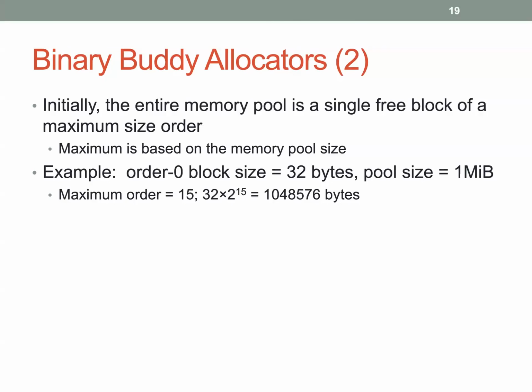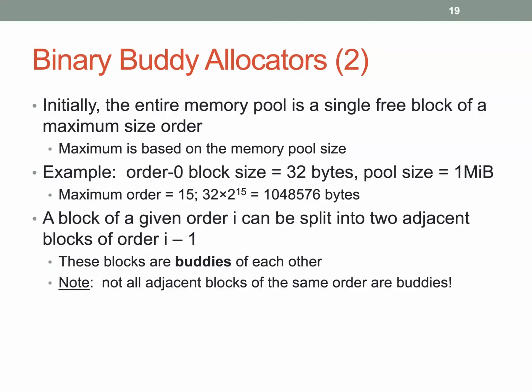So in that case, you would have an array of 16 free lists, 1 for each size order. The order 0 blocks would be 32 bytes, and the order 1 blocks would be 64 bytes, and so forth. But initially, you just have one pointer in the size order 15 entry that points to the entire pool.